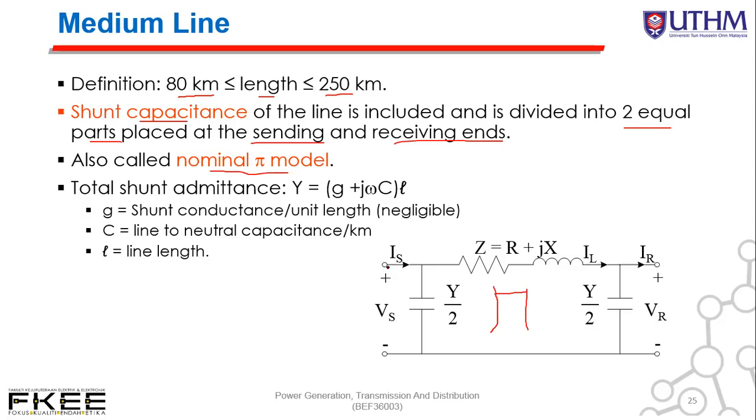From here we can calculate the total shunt admittance, that is Y equal to G plus j omega C L, where L is the line length. G is the shunt conductance per unit length, which is usually negligible, and C is the line to neutral capacitance per kilometer. It is more or less the same as the short line model, with an additional capacitor at the sending end and also at the receiving end.